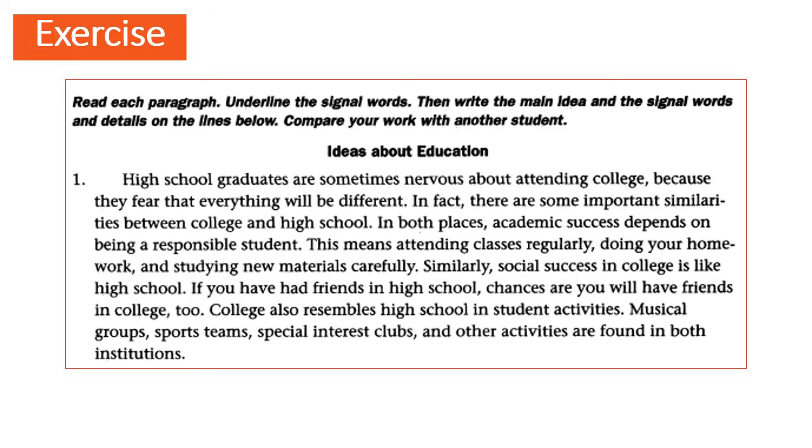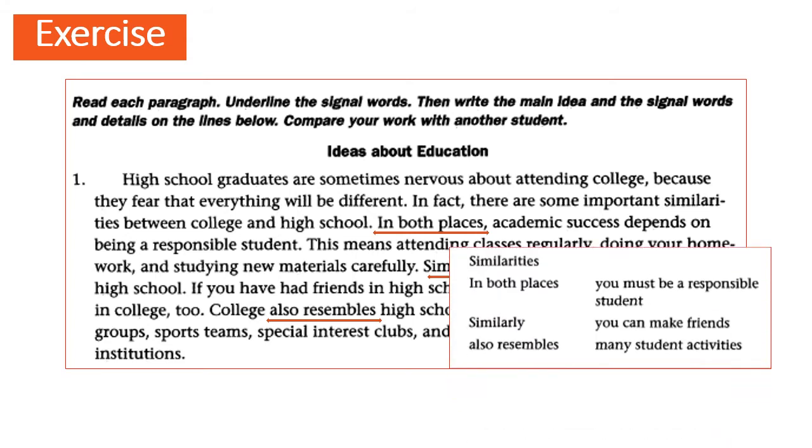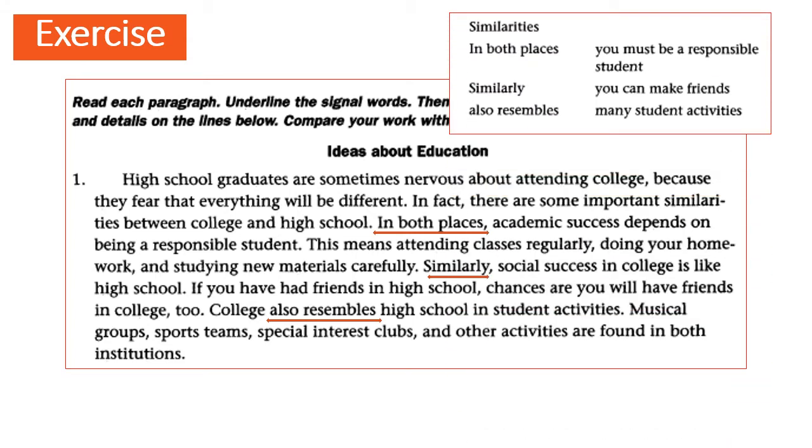So how is it going? Okay, so let's begin the discussion by underlining the signal words. Here I have "in both places", this is the first signal word. After that we have "similarly", and the last is "resembles" or "also resembles". So here are the signal words of this paragraph and also the references.